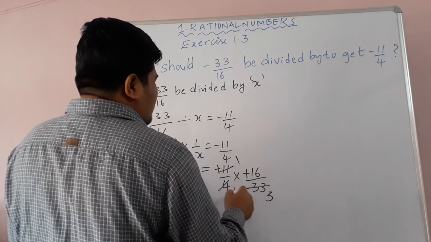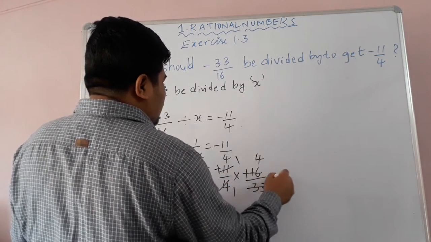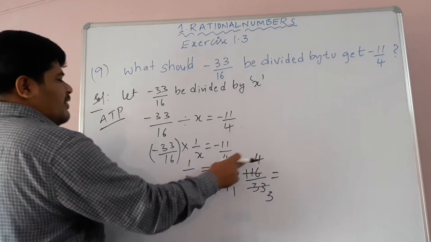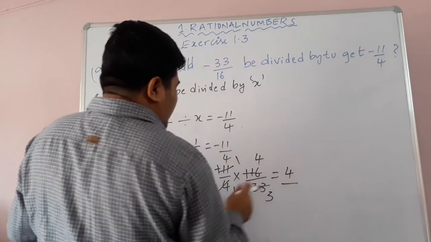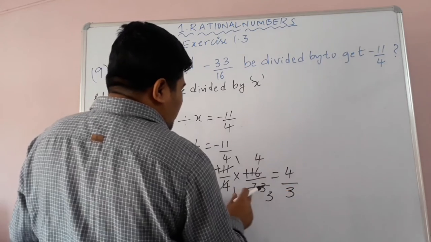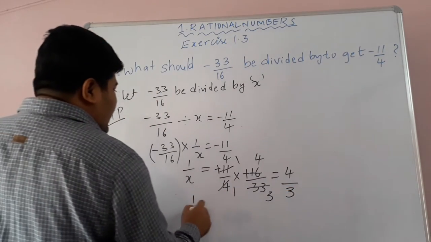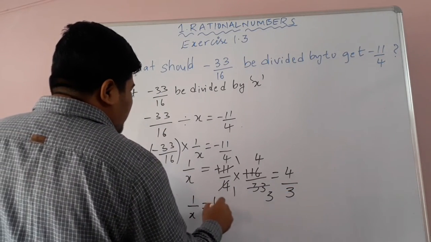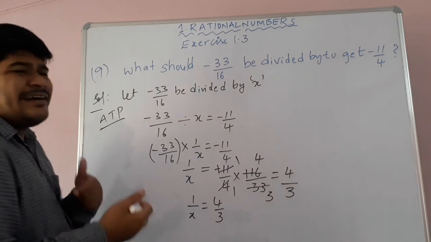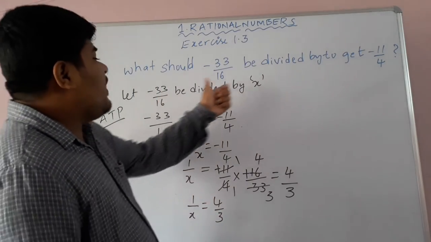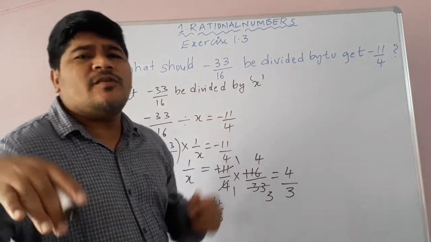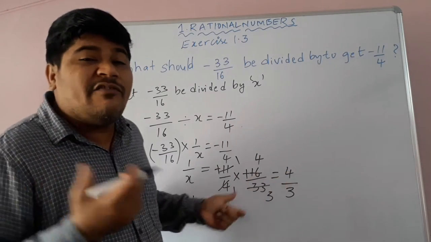11 ones are 11, 3s are 33, 4 ones are 4, 4 fours are 16. So what is the final answer, children? 1 fours are 4 over 1 threes are 3, because there are no more common factors. So we got 1/x as 4/3 children. But we need to find the value we assumed as x. We need x, but here we got 1/x.